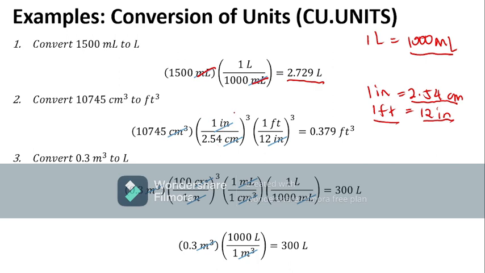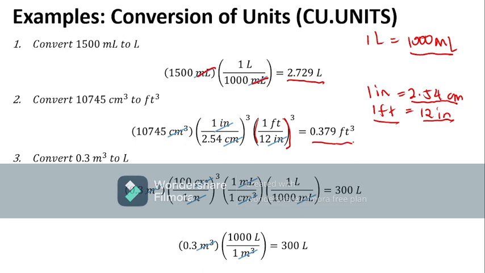So, yung buo, naka-raised to 3. Since ito, inch raised to 3, dapat ito din naka-inch raised to 3. So, yung buo din na to, this whole conversion factor, dapat naka-raised to 3 din siya. Okay? So, simplify, we will have 0.379 cubic foot.